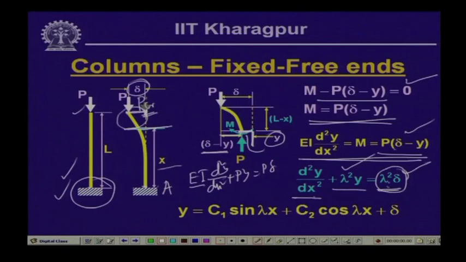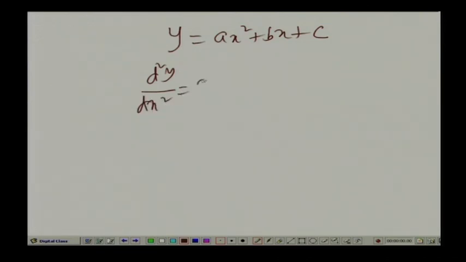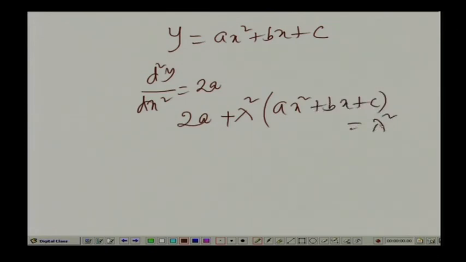Now, when this is equals to 0, as we have seen, the solution is equals to C1 sin lambda x plus C2 cos lambda x. Now, when you have the right hand side part, we can evaluate the particular solution. If we assume solution y as equals to a x square plus b x plus c in this form, then we will have d²y/dx² as equals to twice a, and thereby if we substitute in that, we have twice a plus lambda square y, which is a x square plus b x plus c. This is equals to lambda square delta.